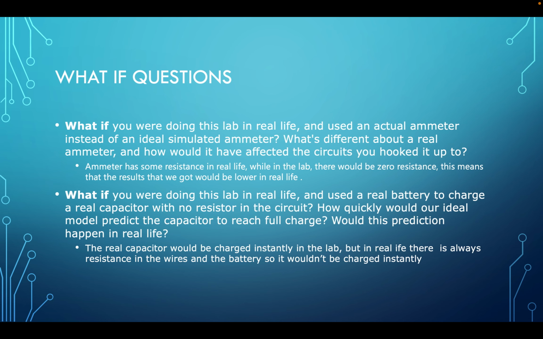So here are some of our what-if questions. What if you're doing the lab in real life and you use an actual ammeter instead of an ideal simulated ammeter? What's the difference about a real ammeter, and how would it affect the circuits you hooked it up to? An ammeter has some resistance in real life, while in the lab there is 0 resistance. This means that the results that we would have gotten in real life would be lower because in real life there is resistance, so our data would be lower.